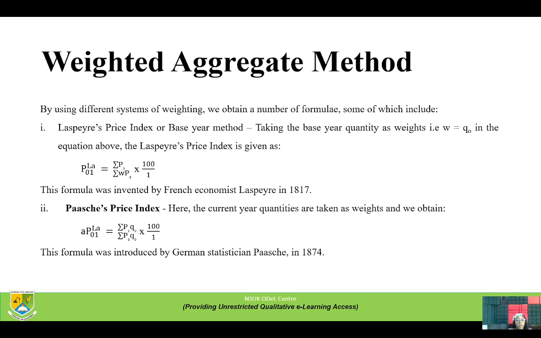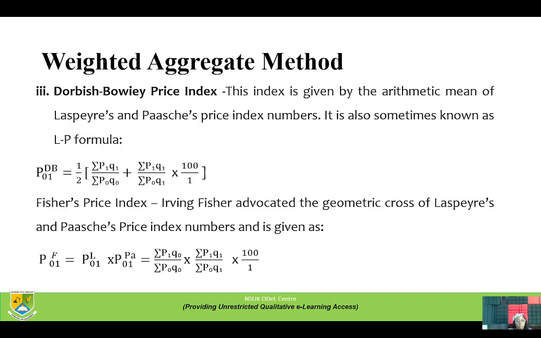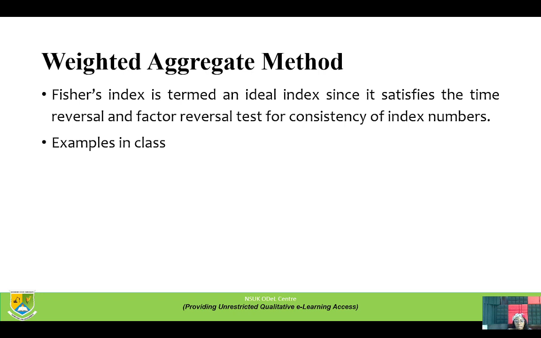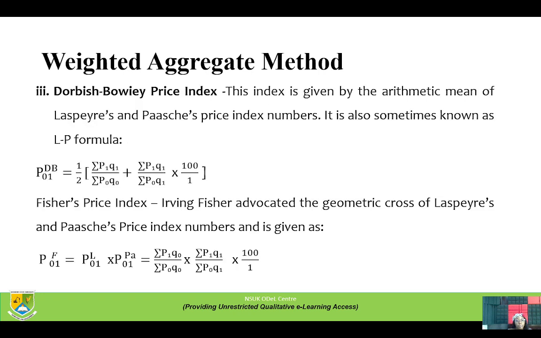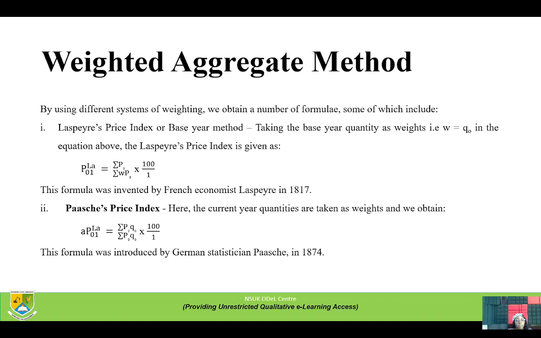By using different systems of weighting, we obtain a number of formulae which include the Laspeyres price index or base year method, the Paasche price index, the Dorbish-Bowley price index, and the Fisher's price index. The Laspeyres price index or base year method takes the base year quantity as weights, that is, W is equal to Q naught, as shown. This formula was invented by a French economist called Laspeyres in 1817.